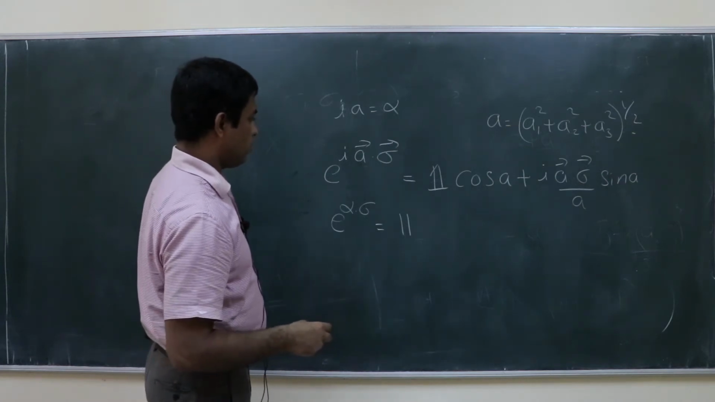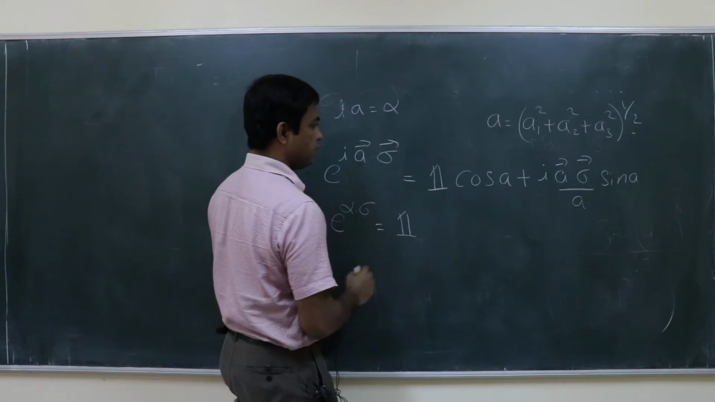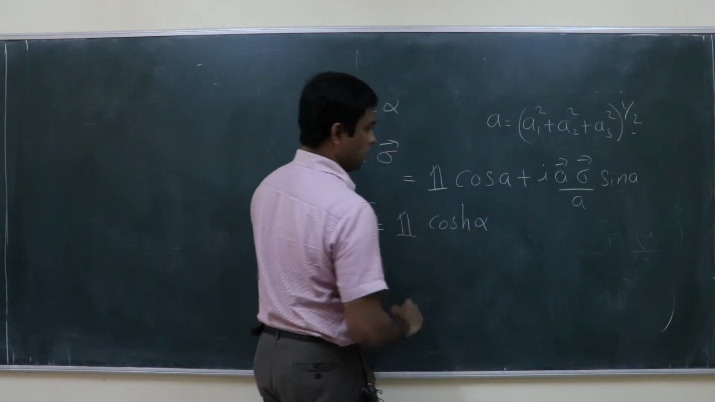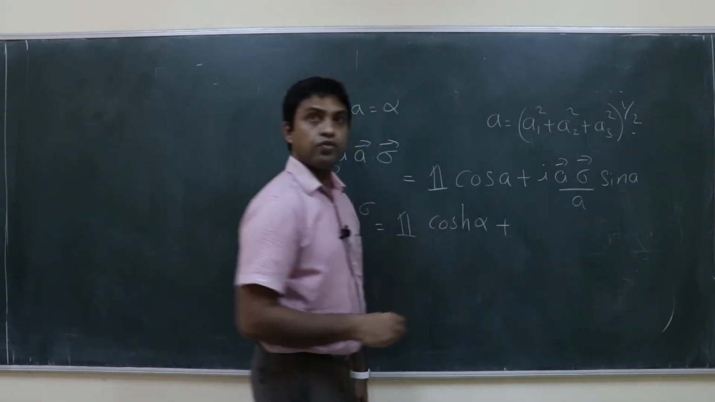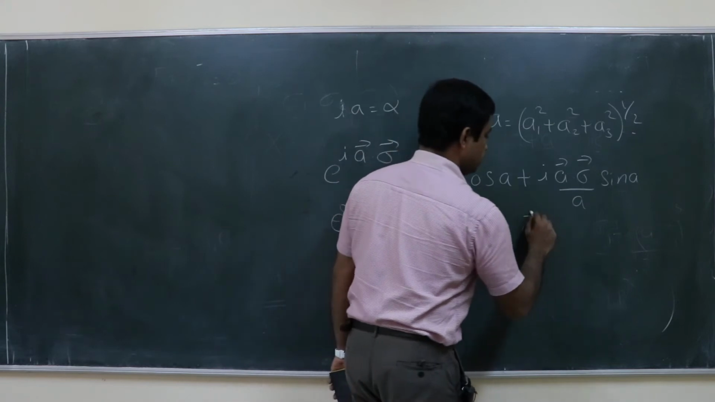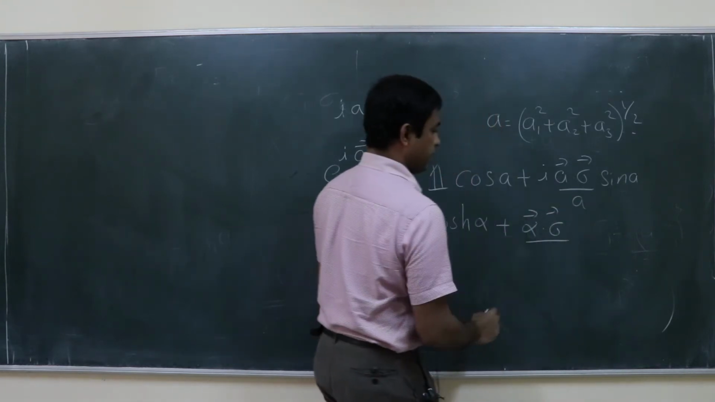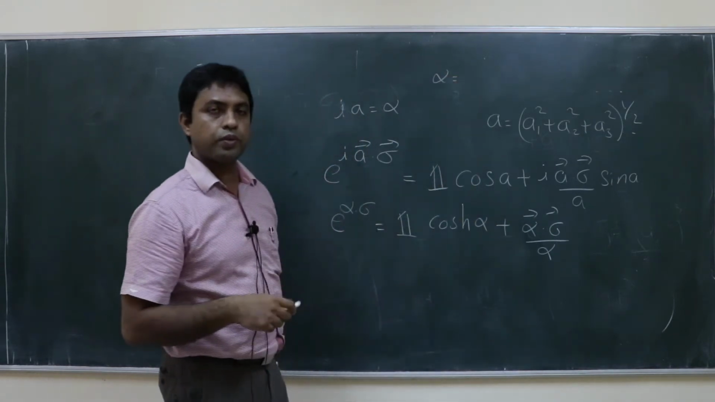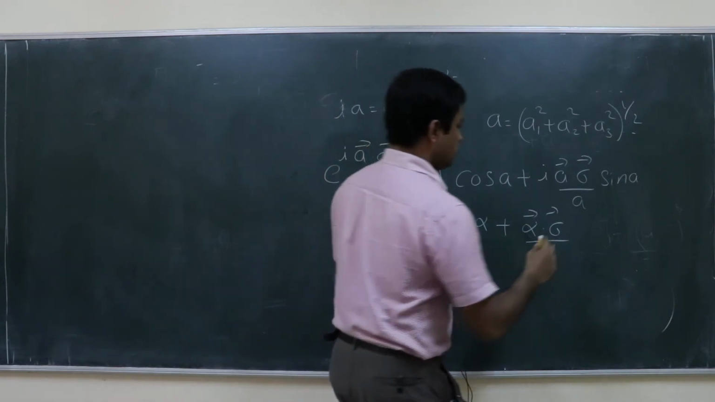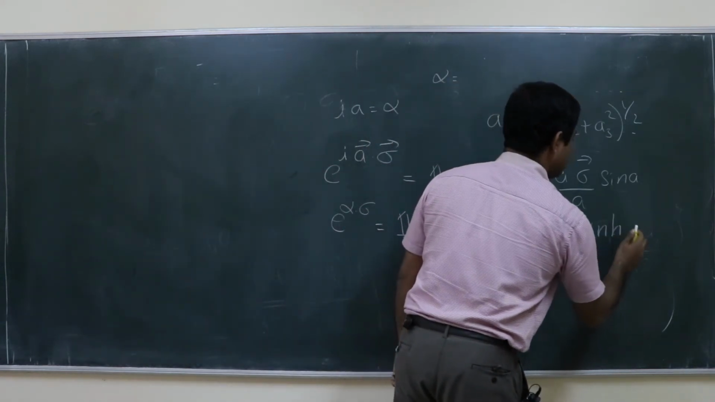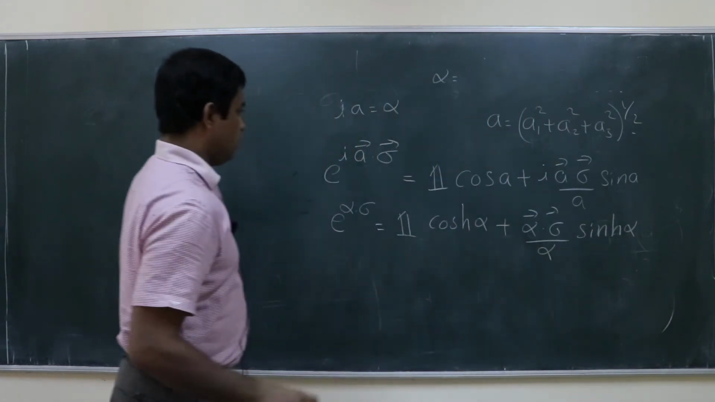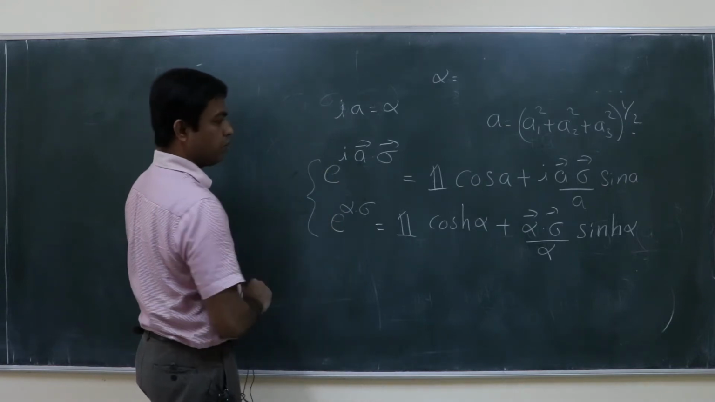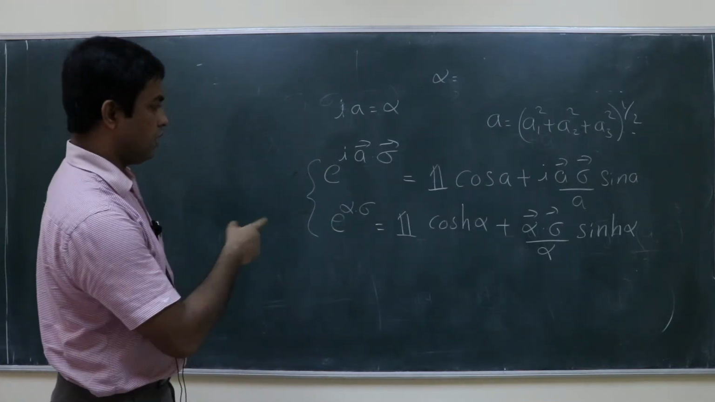So what we are going to get here is I cosh alpha plus alpha dot sigma divided by alpha times sinh alpha, where alpha is equal to (alpha 1 square plus alpha 2 square plus alpha 3 square) power 1 by 2. So these two things, try to derive. If you have any issues, we will come back to this.